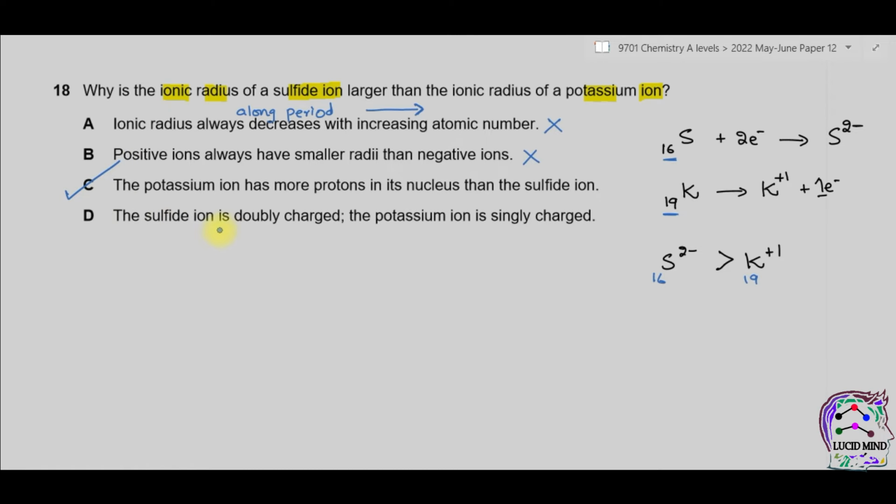Then we have the sulfide ion is doubly charged, the potassium ion is singly charged. Now this could be the reason if the charges were the same. Now we have opposite charges. Actually sulfide is 2 negative and potassium is +1, so the effect is totally inverse of each other. So therefore this statement does not explain anything. The correct answer is then C.